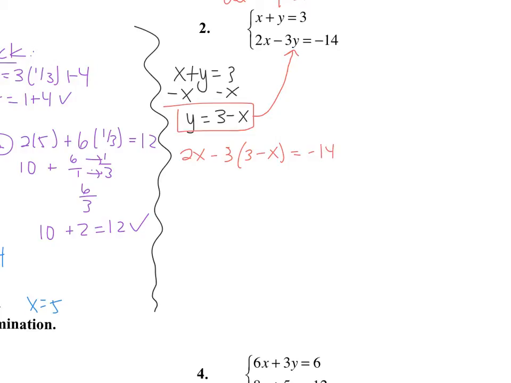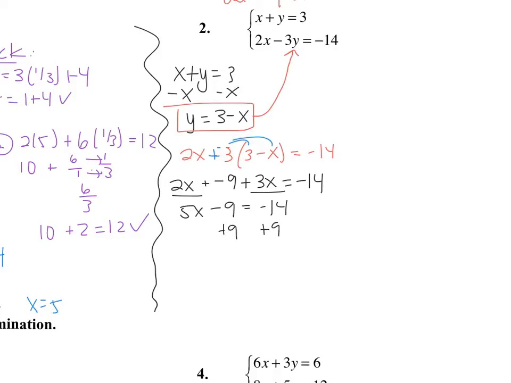Now the question is, am I going to distribute a positive 3 or a negative 3? Well, with subtraction, I like to change this to adding a negative. So you want to distribute a negative 3 in this case. So I have 2x plus negative 9 plus 3x equals negative 14. 2x and 3x will give me 5x minus 9 equals negative 14. Add 9, I get 5x equals negative 5, so x equals negative 1.